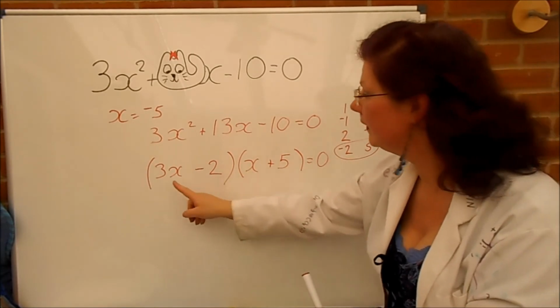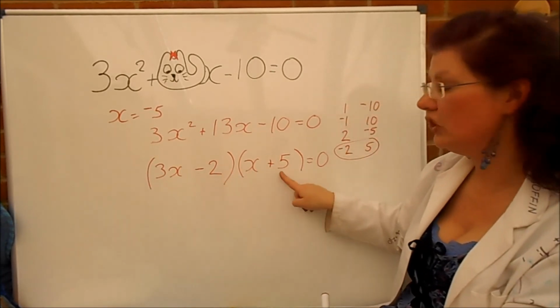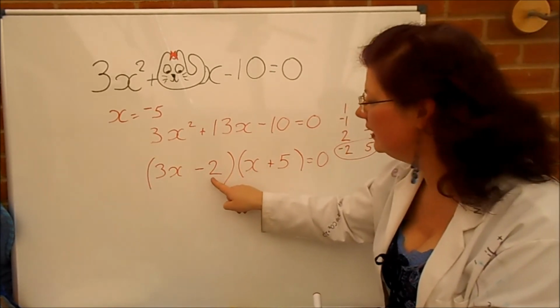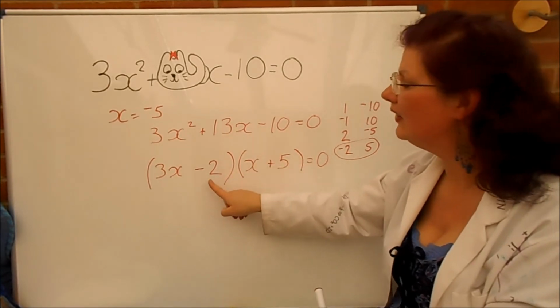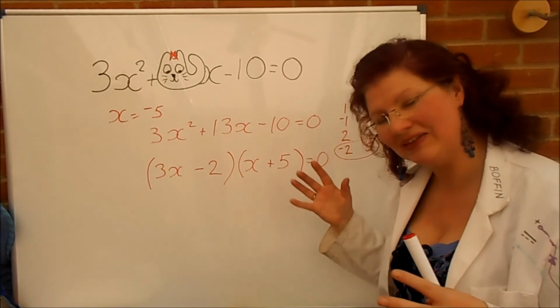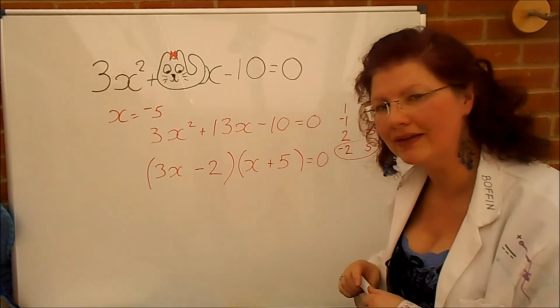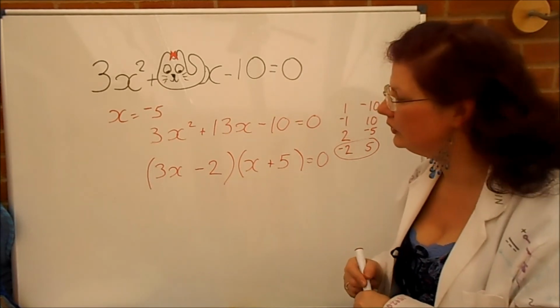Quick check here. First 2, 3x squared. Outside 2, 15x. The inside 2, negative 2x, making a total of 13x, and the last two, negative 10. If you are not sure how to do this, check out some of the other Batty Boffin videos where we do that kind of thing. But having factorised it there, we can now get our solutions.